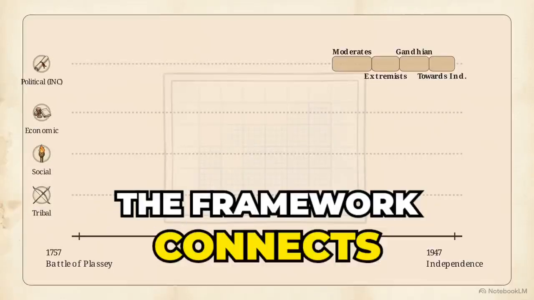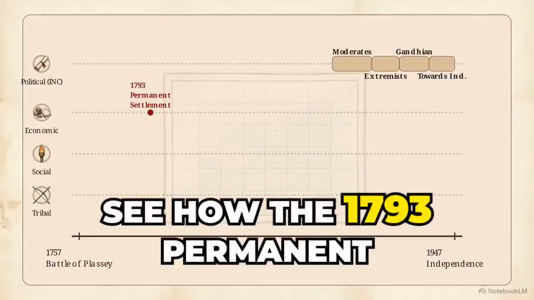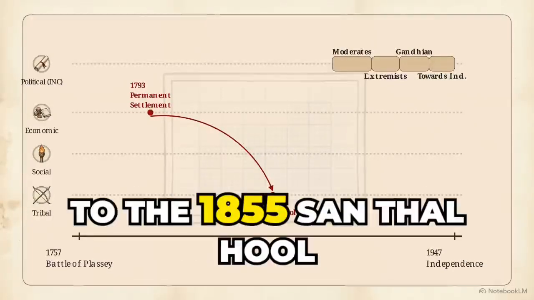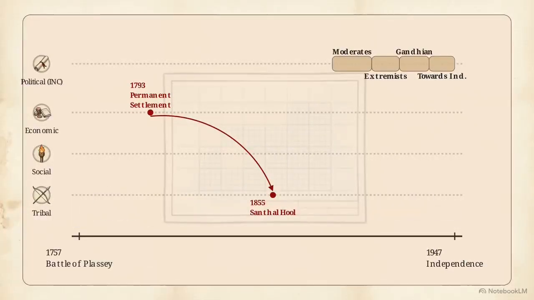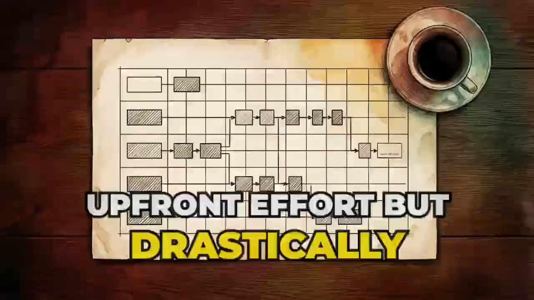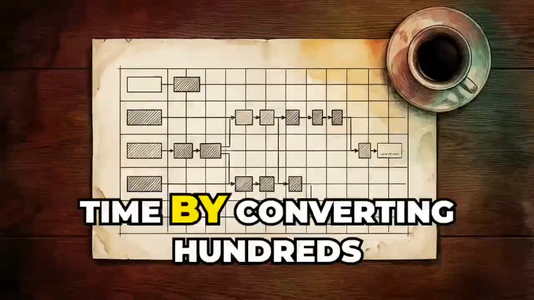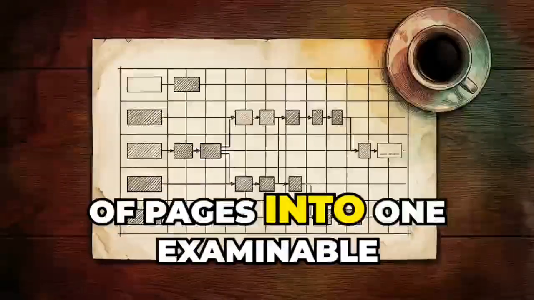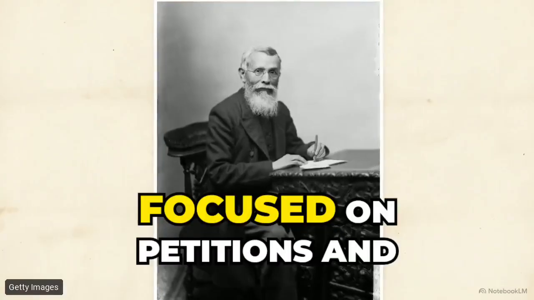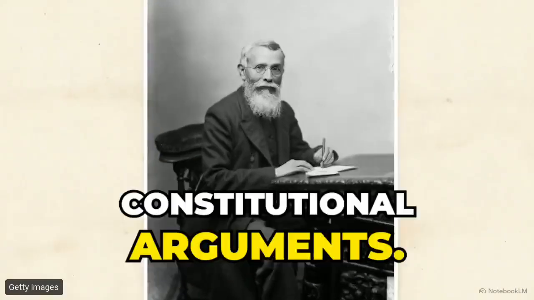The framework connects the dots. See how the 1793 permanent settlement leads directly to the 1855 Santhal Hul Rebellion. This matrix requires intense upfront effort, but drastically reduces prelims revision time by converting hundreds of pages into one examinable visual memory. Early moderate politics focused on petitions and constitutional arguments.